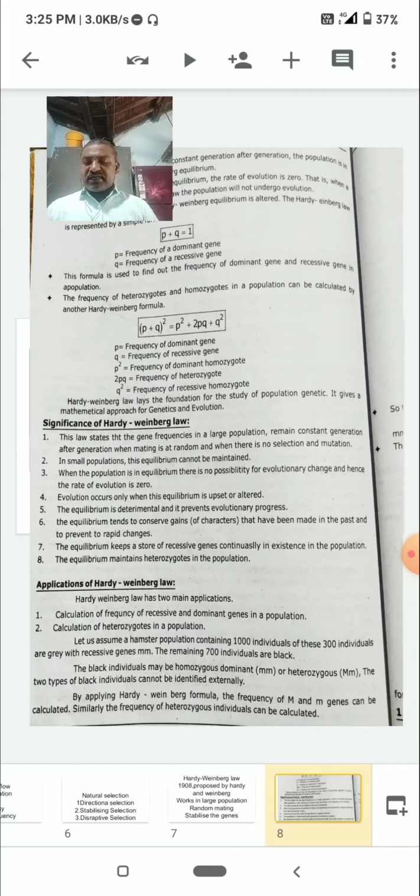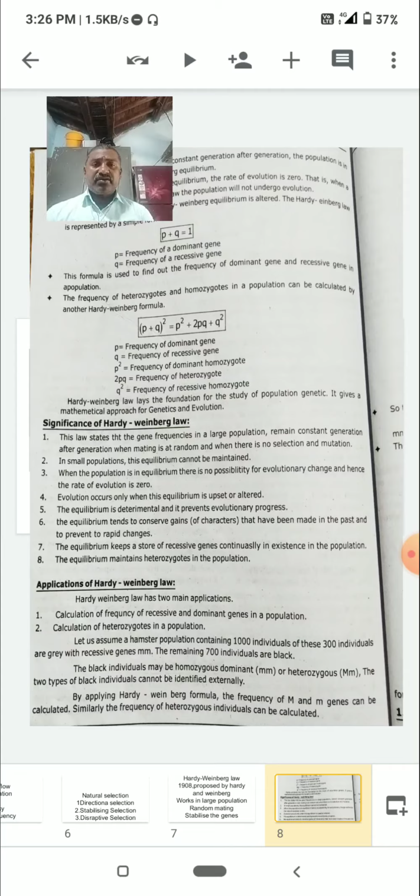So, the equilibrium is detrimental and it prevents evolutionary progress. The equilibrium tends to conserve gains, characters that have been made in the past, and to prevent rapid changes. The equilibrium keeps a store of recessive genes continuously in existence in a population. The equilibrium maintains heterozygotes in the population. So, this equilibrium can maintain the heterozygotes in the population.